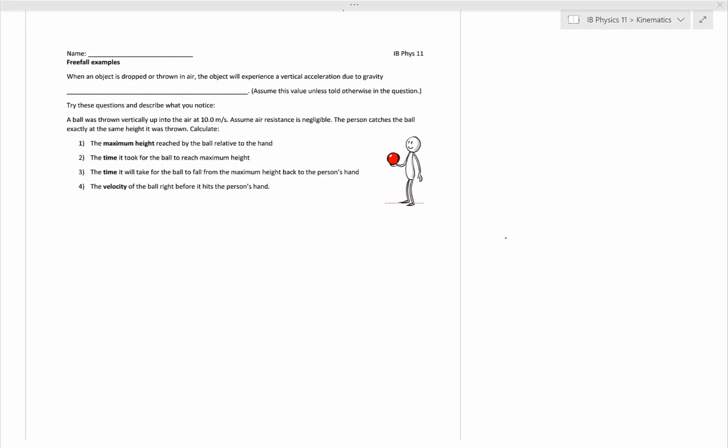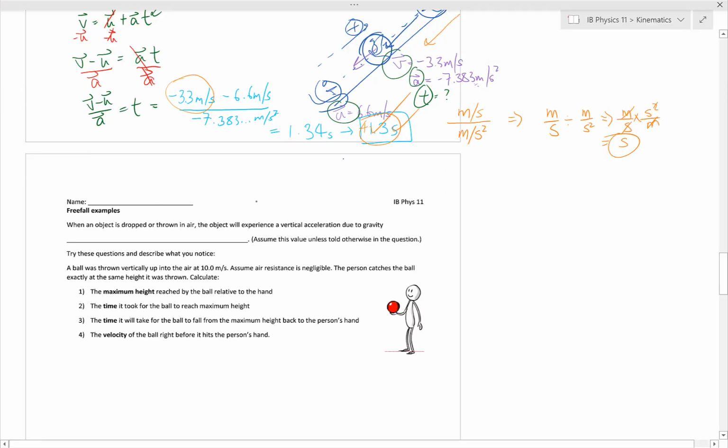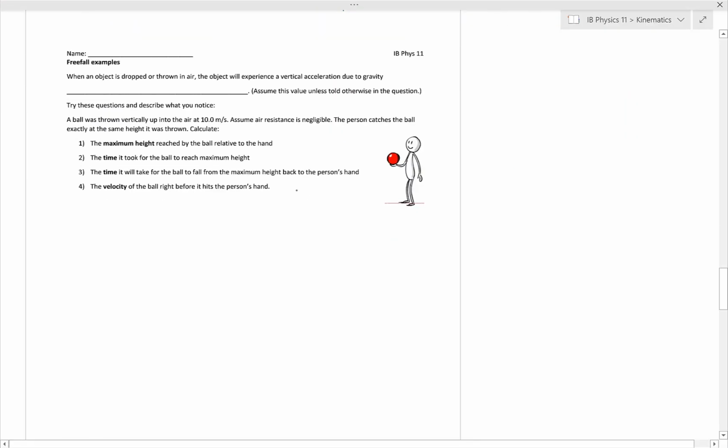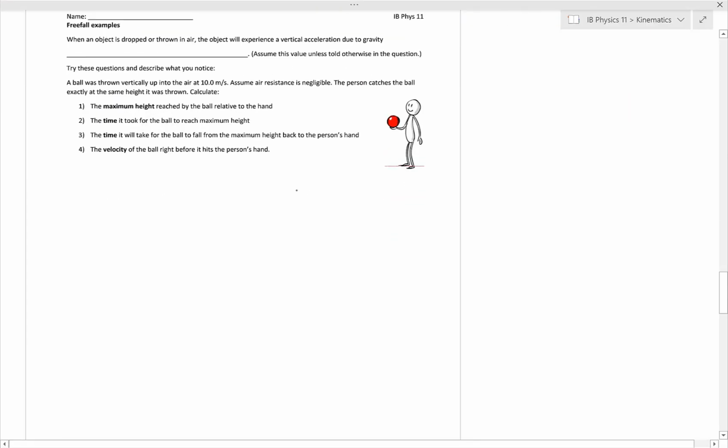This is part 5 out of 6 for the 4 kinematics equations. In this video, I am going to be primarily talking about free fall examples. And what does free fall look like? And how do you apply your 4 kinematics equations to free fall questions?